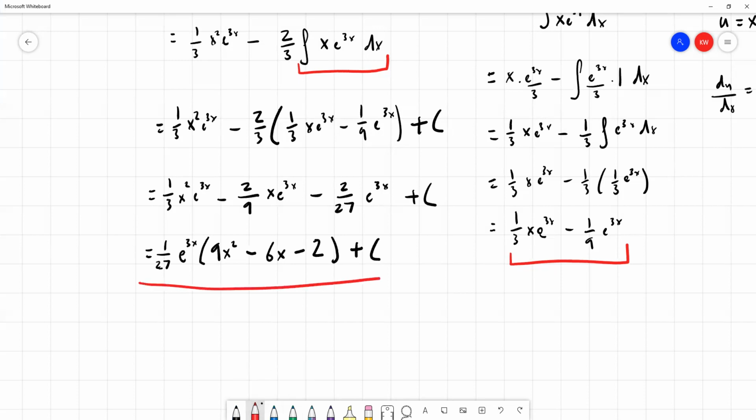Now, the important step is when we complete the integration, and that's where we first include the plus c term. I think it would be expected that anyone would be able to take a common factor of e to the 3x, and taking 1 over 27, well, that gives us a nice neat quadratic in our brackets here, but it's not the end of the world if you don't spot that common factor as well.